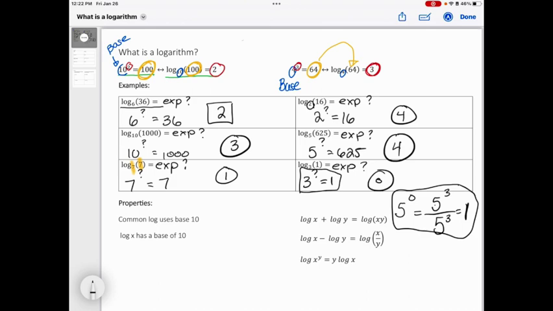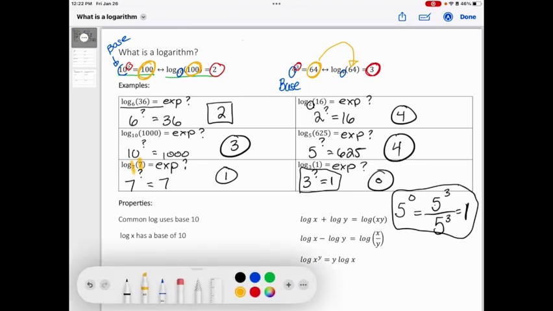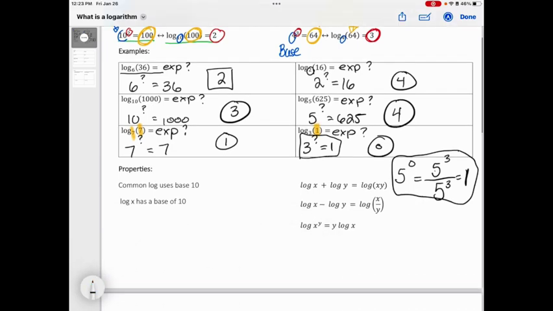So anytime you're taking the log of 1, no matter what the base is, if you're finding the log of 1, it's going to be 0. So that's another special case. Now we got to talk about properties of logarithms because we're going to use those to solve some basic equations. We're leading up to being able to use logarithms to solve our equations.